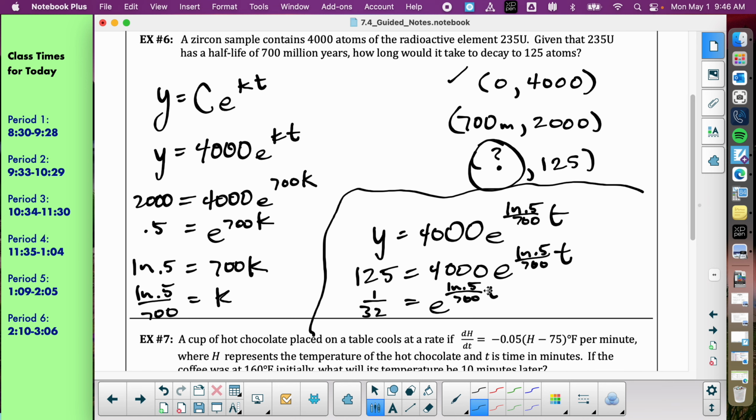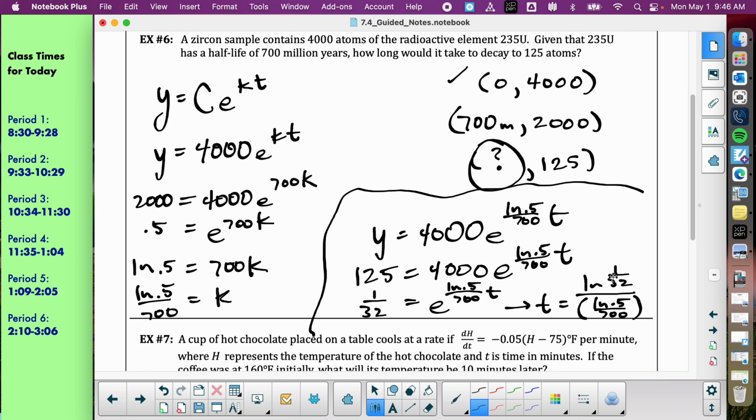Your answer is going to be terrible looking. So I would take the natural log of both sides. T is going to be the natural log of 1/32nd divided by the natural log of 0.5 divided by 700. It's kind of an ugly answer for sure. It definitely could be simplified, but we don't need to because we're using a calculator.